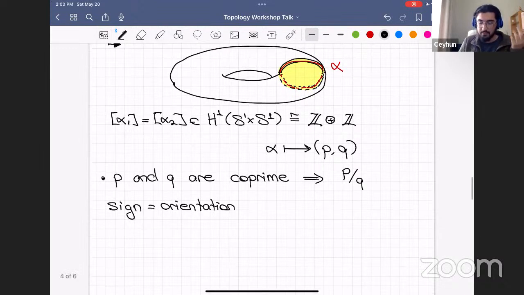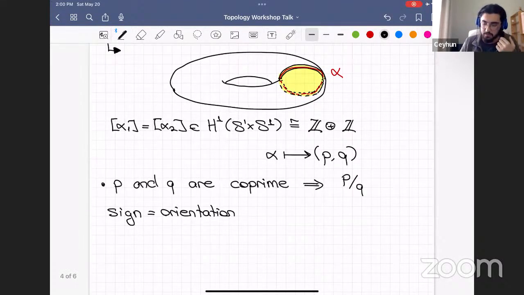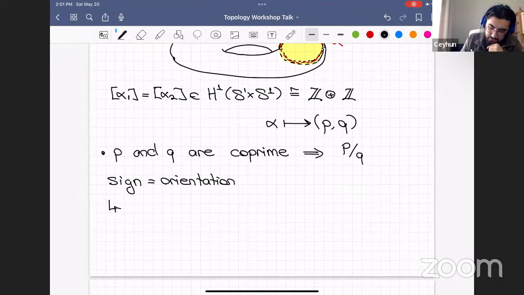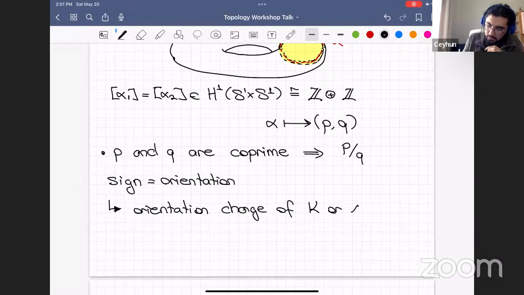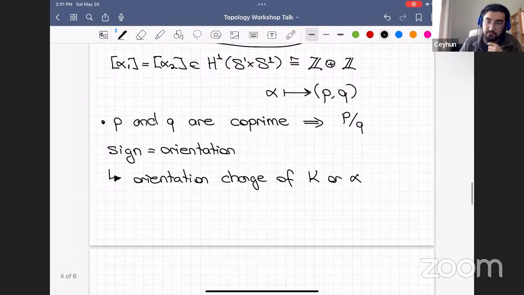So we have to look at the orientations that we chose. So we had this K along which we are doing this Dehn surgery, or alpha. Maybe we chose alpha counterclockwise or clockwise. But it is clear that if we change the orientation of K or alpha, it changes the sign of P and Q, both of them. So P over Q is actually an invariant of alpha.